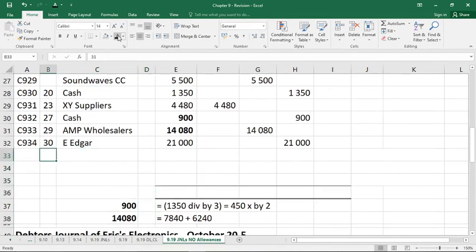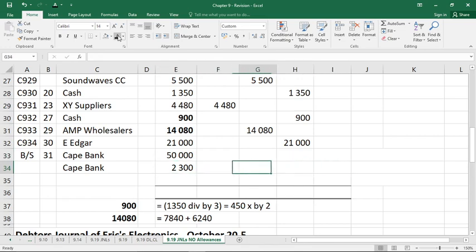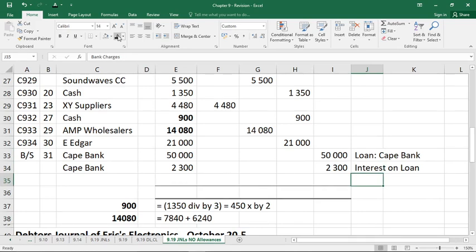So CPJ is the journal, bank statement is our source doc, 31, Cape Bank, because that's who we are paying, and we're going to write it twice, 50,000 for the actual loan and 2,300 for the interest. There's no special column for these amounts, so we go to sundry, 50,000 for the loan with Cape Bank, and this 2,300 for interest on loan.